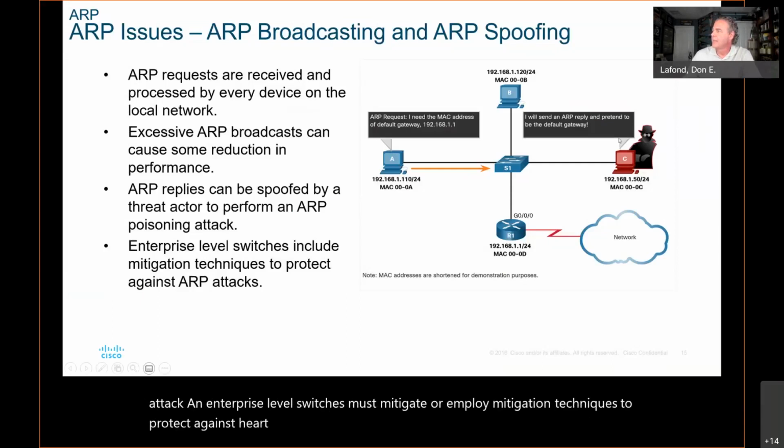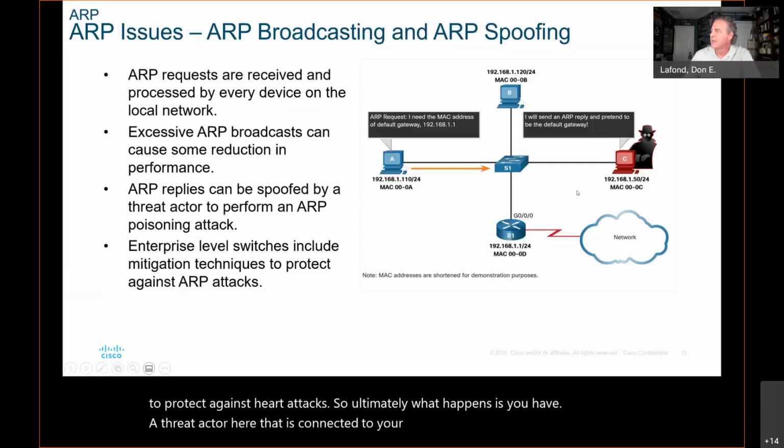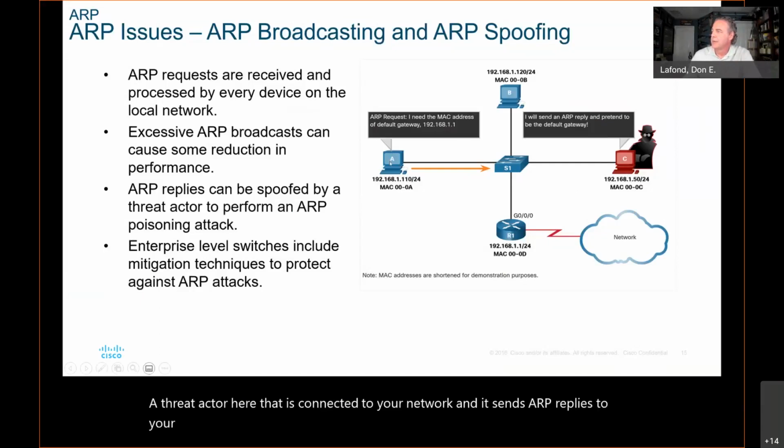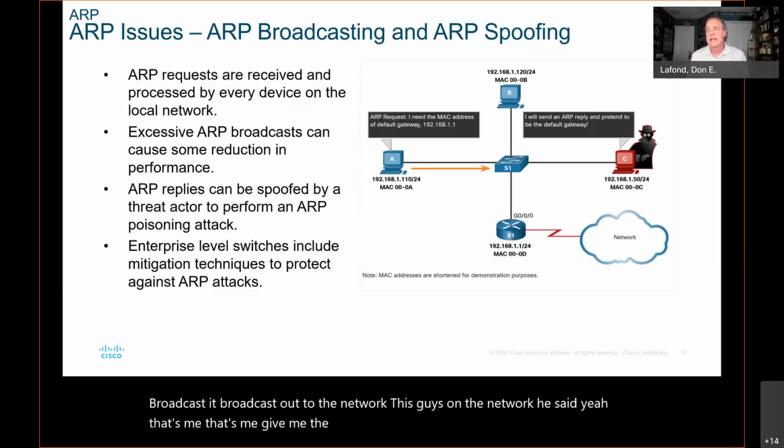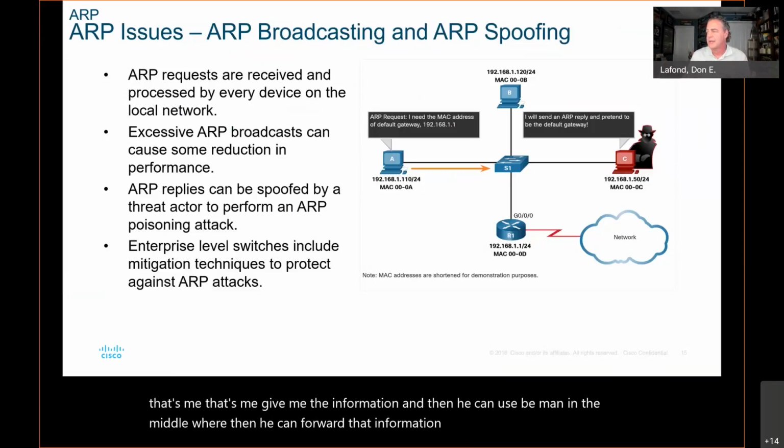So ultimately what happens is you have a threat actor here that is connected to your network, and it sends ARP replies to your ARP broadcast. It broadcasts out to the network. This guy's on the network. He said, yeah, that's me. Give me the information. And then he can be man in the middle, where then he can forward that information on, and the other device doesn't even know that he's there.